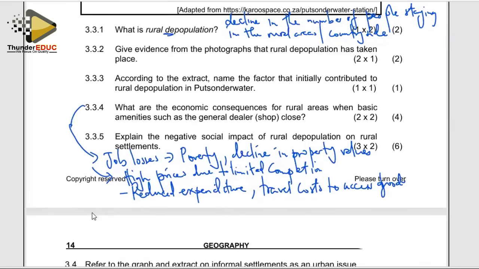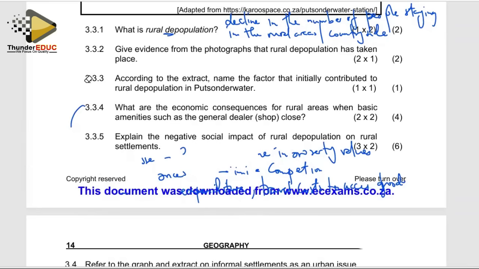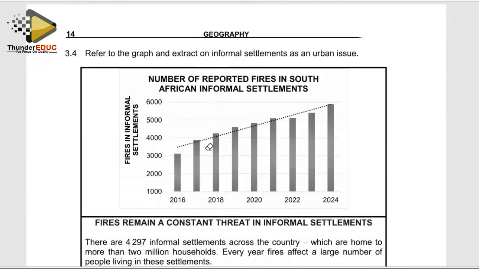Right. That takes us to number 3.3.5. Explain the negative social impact of rural depopulation on rural settlements. Our question here is specific. This one was looking at economic consequences. Remember, there's a difference between economic consequences and also social. When you're looking at social impacts of rural depopulation, we need to look at how the society is affected.